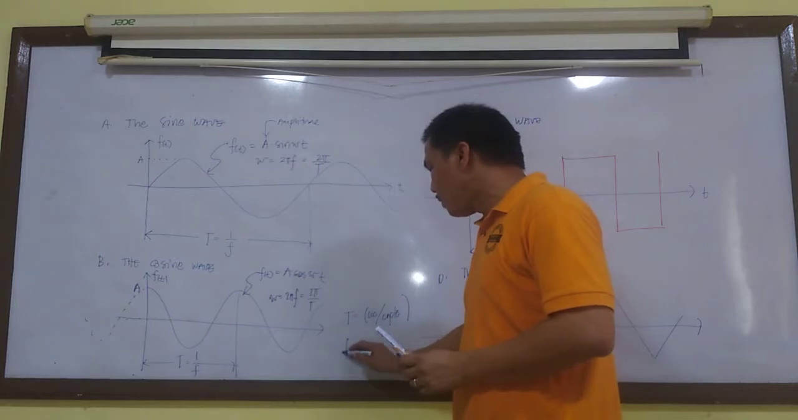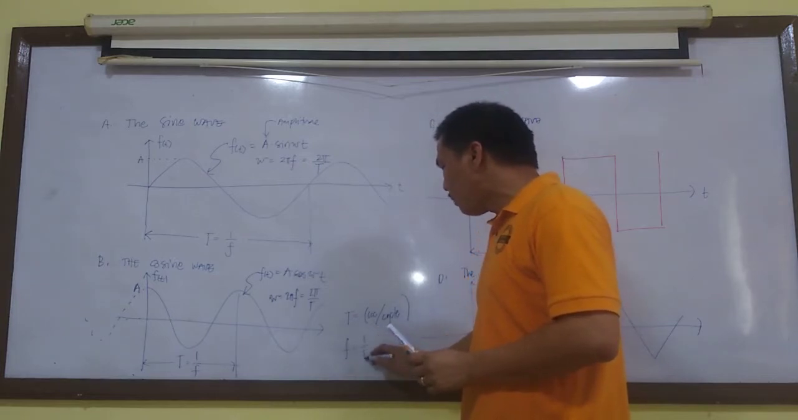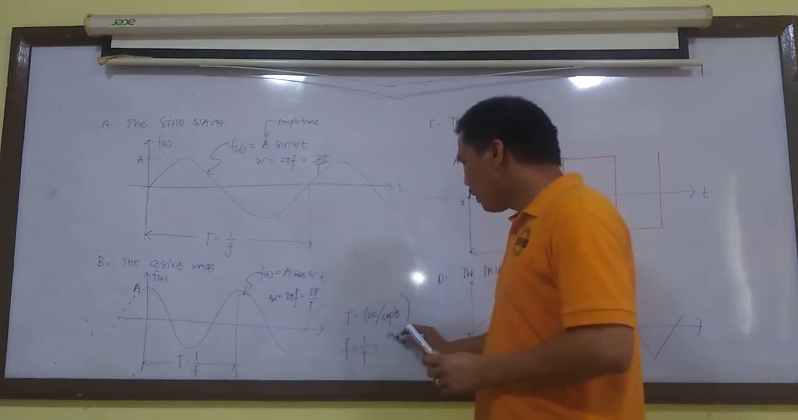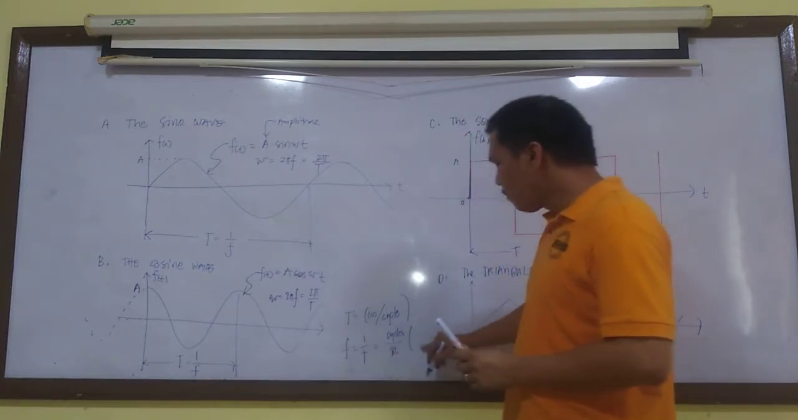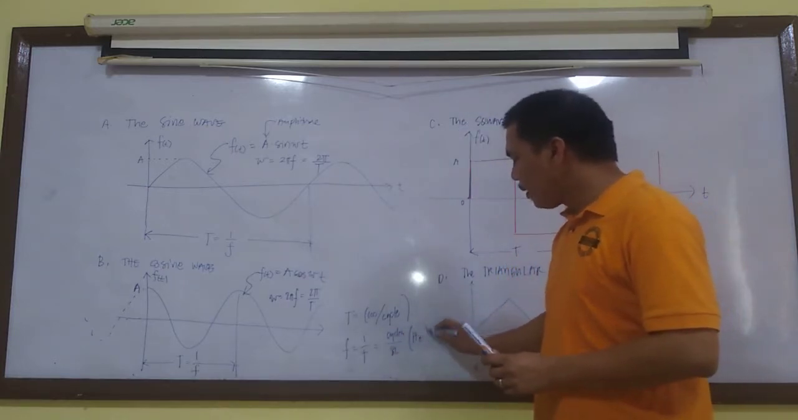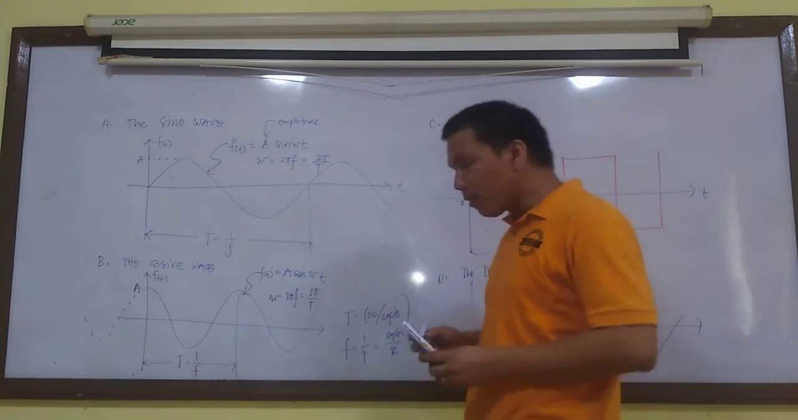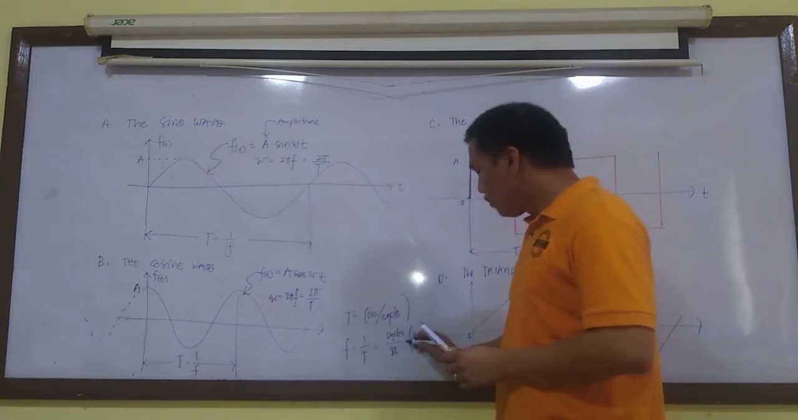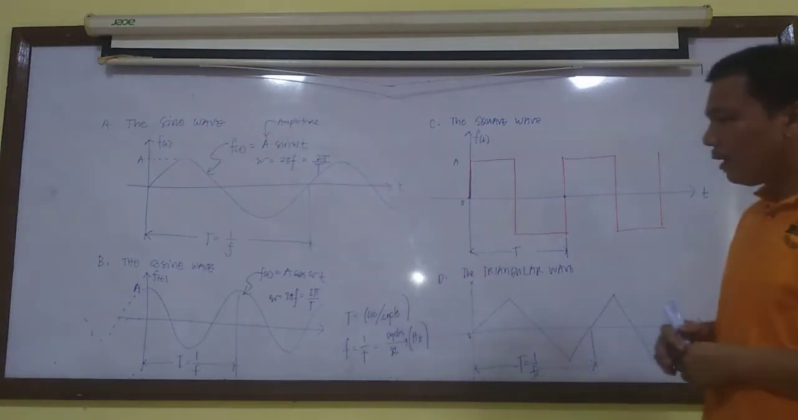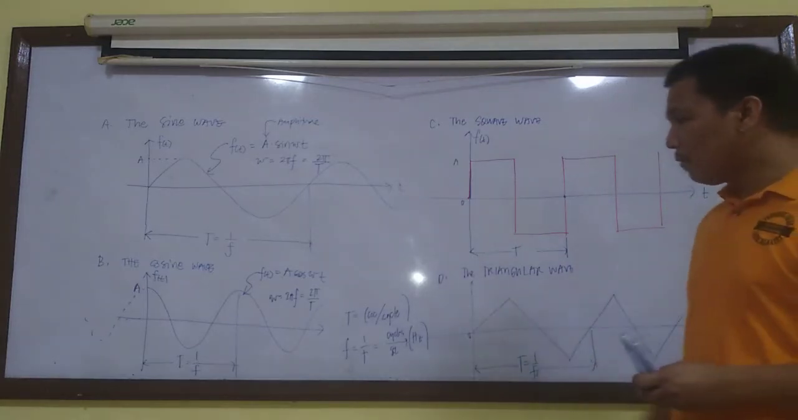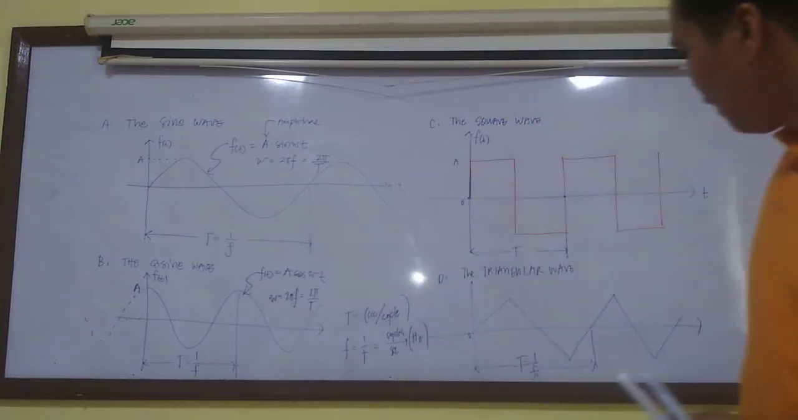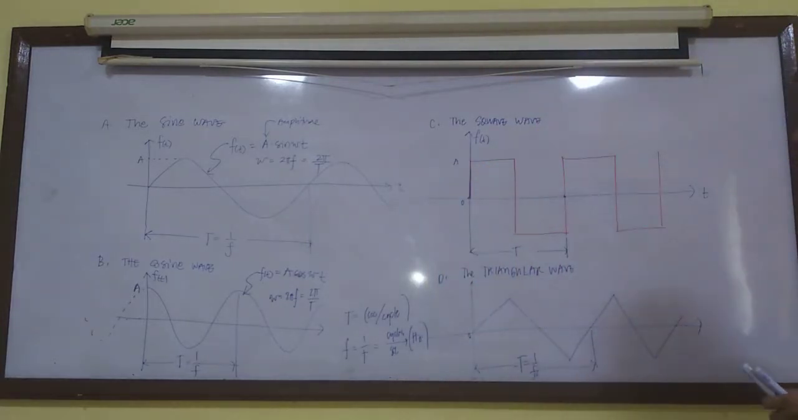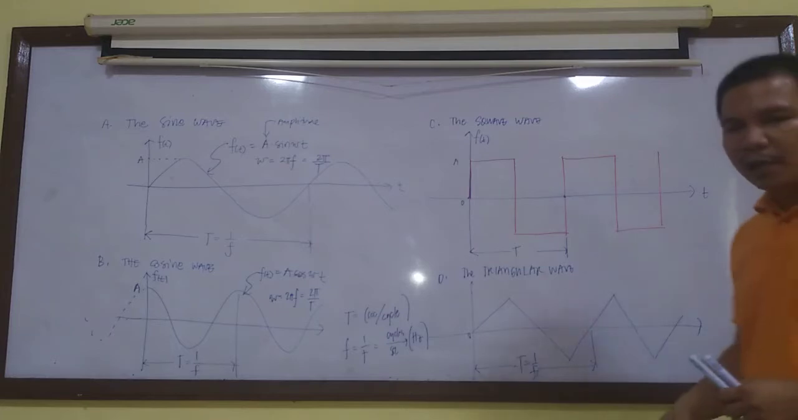So for the frequency, this is just 1 over period, or shall we say cycles per second. Cycles per second is denoted as hertz in our electronics subject. So this is hertz, cycles per second. That's for the frequency, and for the period, that is seconds per cycle. Alright, now we have the sinusoidal wave, the square wave, and the triangular wave.